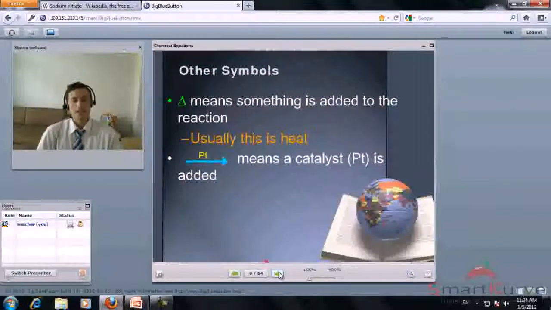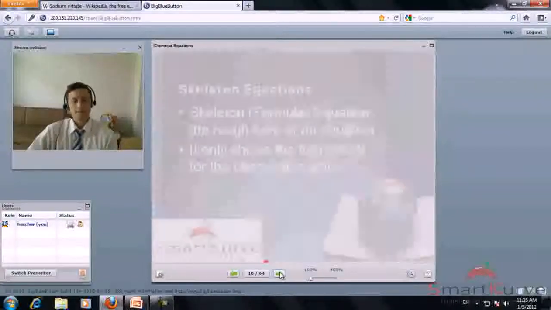Let's move on. Slide 9. That symbol delta means something is added. The little green triangle, that's the Greek letter delta. In chemistry and physics, delta almost always means change. So in chemistry, it means something is added to the reaction, and usually this means heat. So heat energy added to a reaction. And then the blue arrow means a catalyst is added.